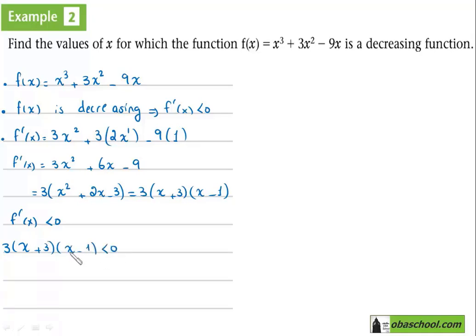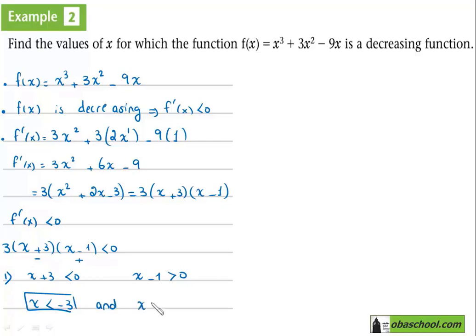Okay, here we have two cases. Case 1, this is negative and this is positive. So, x plus 3 is less than 0 and x minus 1 is greater than 0. If we multiply them, we will get negative because the 3 has a positive sign, so it doesn't affect. Okay. Here, x is less than minus 3 and x is greater than plus 1.